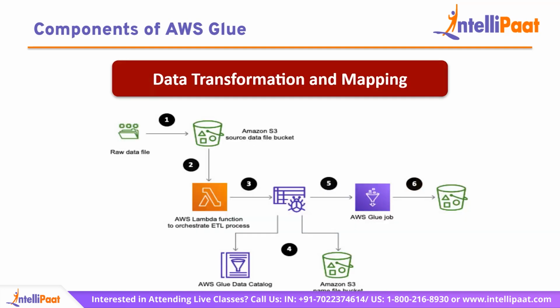The next component of AWS Glue is data transformation and mapping. AWS Glue offers a set of built-in transformation operations which allows you to clean, filter, aggregate, and transform data. It supports mapping and schema evolution to handle data inconsistencies and changes over time. Glue also provides tools for data type conversion, column mapping, and data enrichment using external data sources.